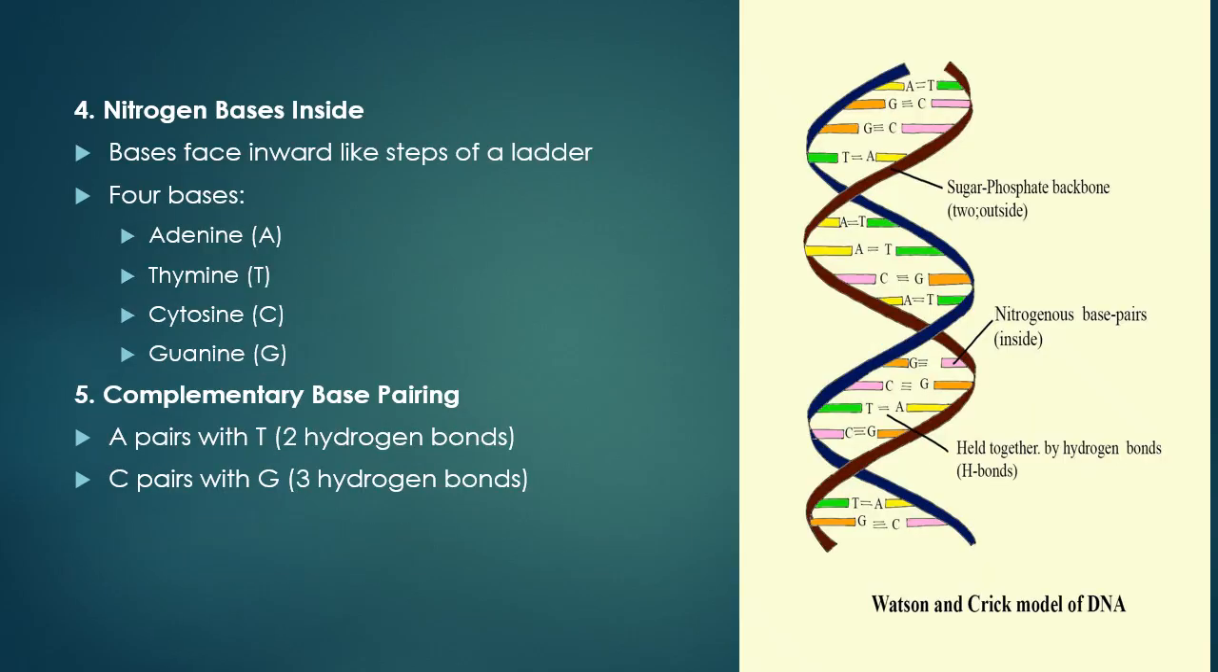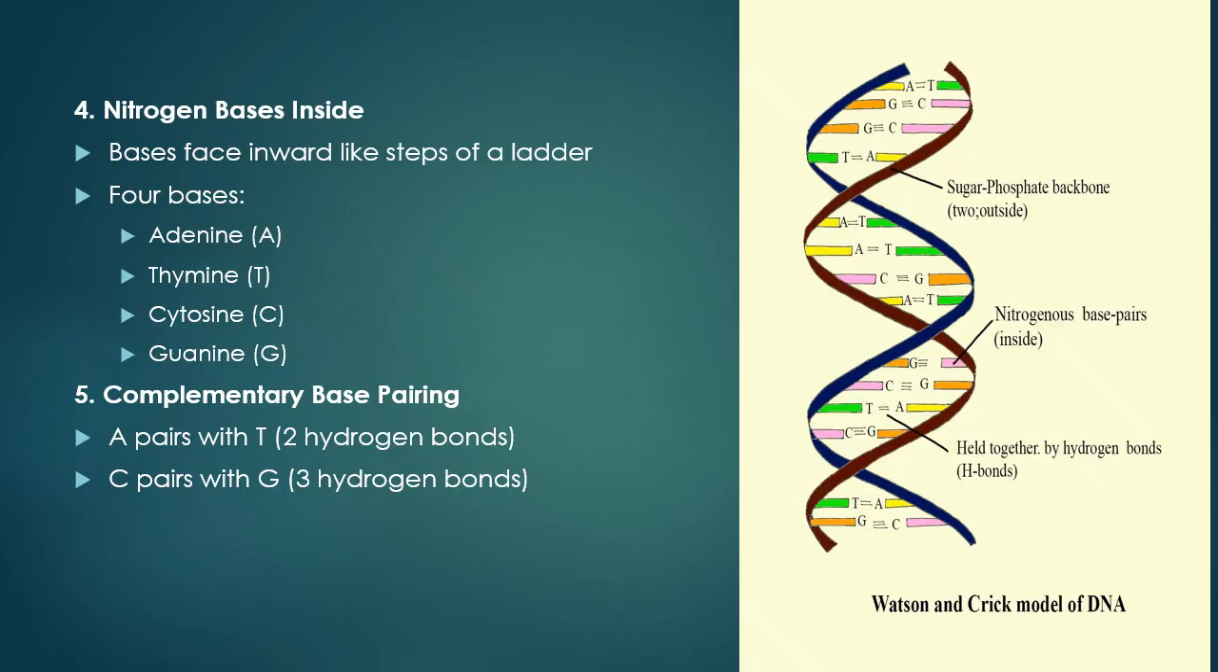Okay, now coming to the fourth point, nitrogen bases inside. Bases face inward like steps of a ladder, and four bases are present: adenine, thymine, cytosine, guanine. When we come to the inside of the DNA, as you can see, there are nitrogen bases. See this A, T, all these are nitrogen bases and they are arranged in the form of a ladder. This looks like the steps in a ladder. That's how the nitrogenous bases are arranged.